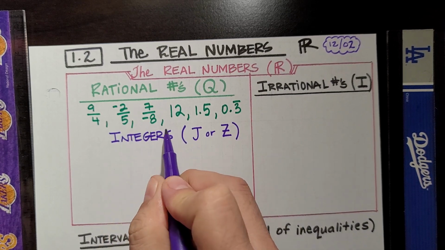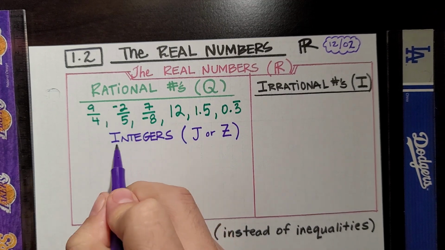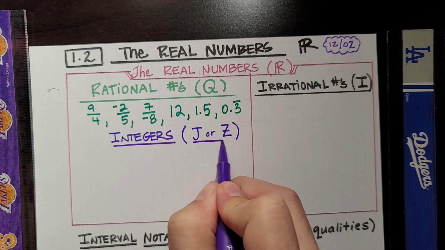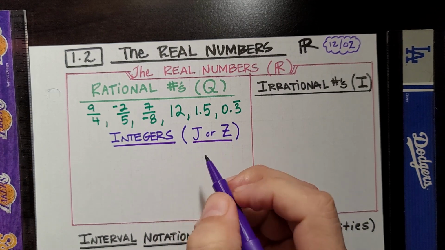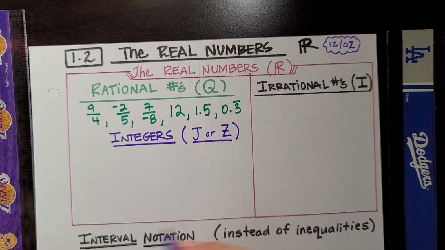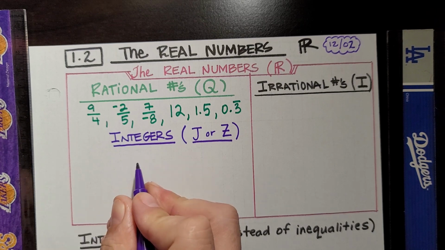Integers. I think of that to remember the designation for integers: J or Z. Now I'm going to write some examples of integers in a weird location, but just trust me on this. I'm going to put them way down here. So these are what the integers are.